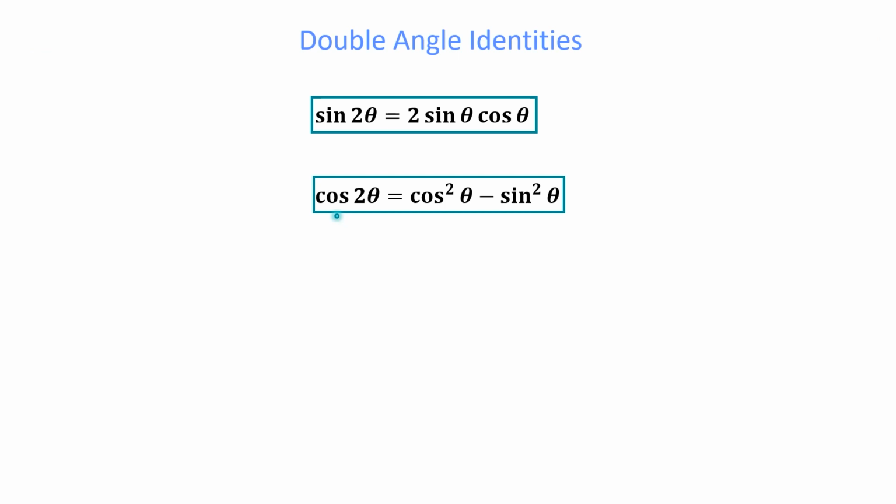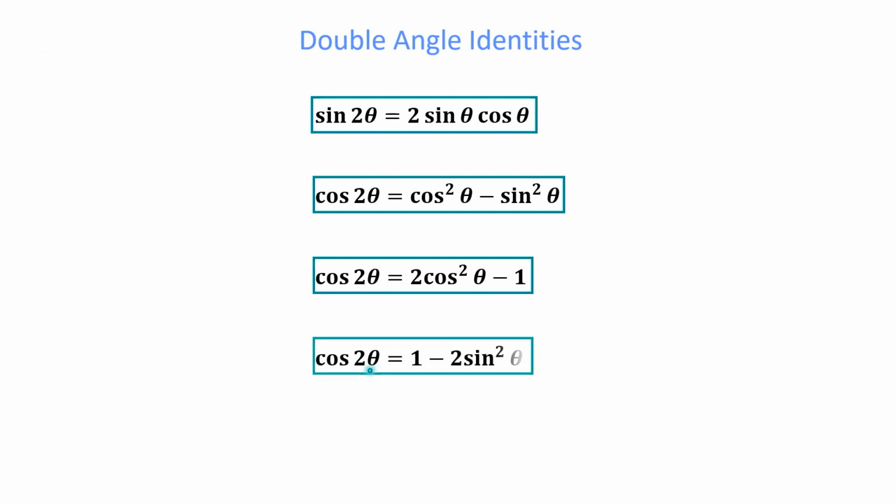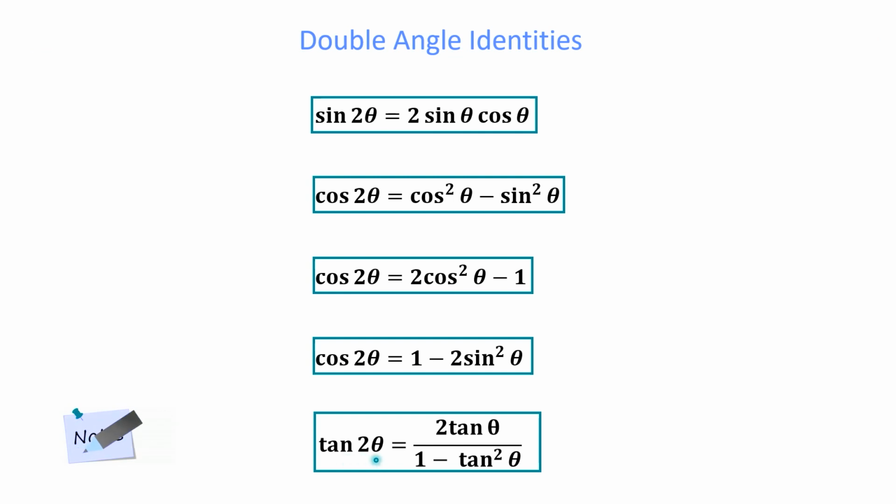Then for the cosine, cos 2 theta is equal to cos squared theta minus sine squared theta. Now actually for cosine, there are 2 more double angle identities. So we have cos 2 theta is also equal to 2 cos squared theta minus 1. And finally, cos 2 theta is equal to 1 minus 2 sine squared theta. So these are the 3 double angle cosine identities. For the tangent, we have tan 2 theta is equal to 2 tan theta over 1 minus tan squared theta.